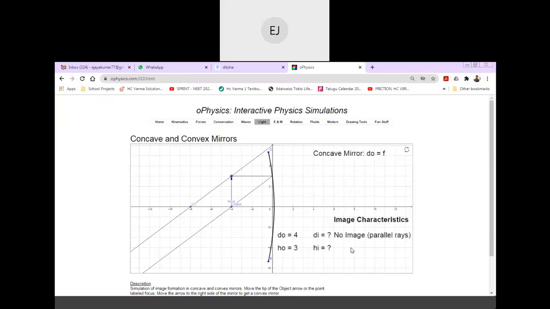Virtual or real? Shreya, will the image be virtual or real? No, real only. The image is real only.